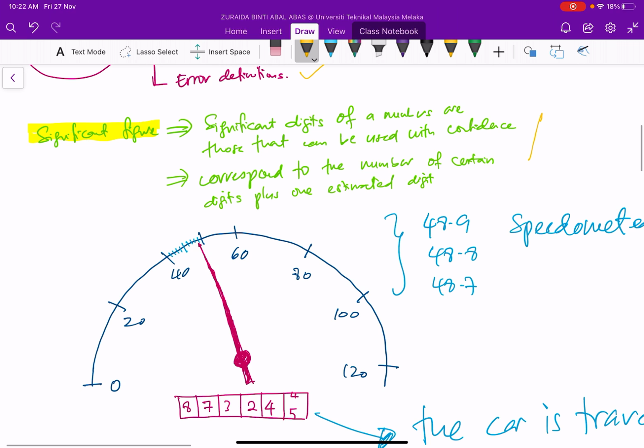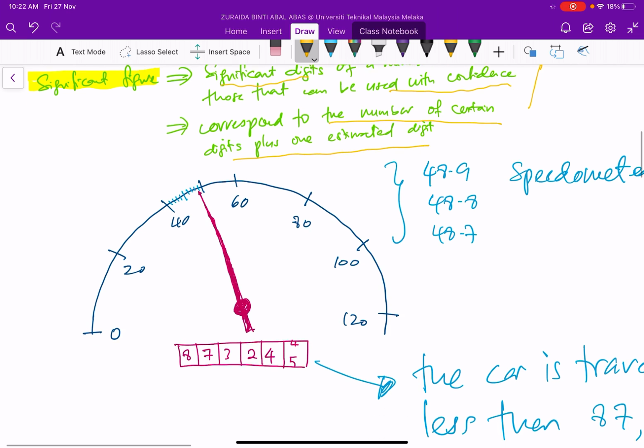Significant figures are the significant digits of a number. It focuses on those digits of a number that can be used with confidence. It corresponds to the number of certain digits plus one estimated digit. So a significant figure is a number where you have a combination of digits that you are certain of, and also one estimated digit.